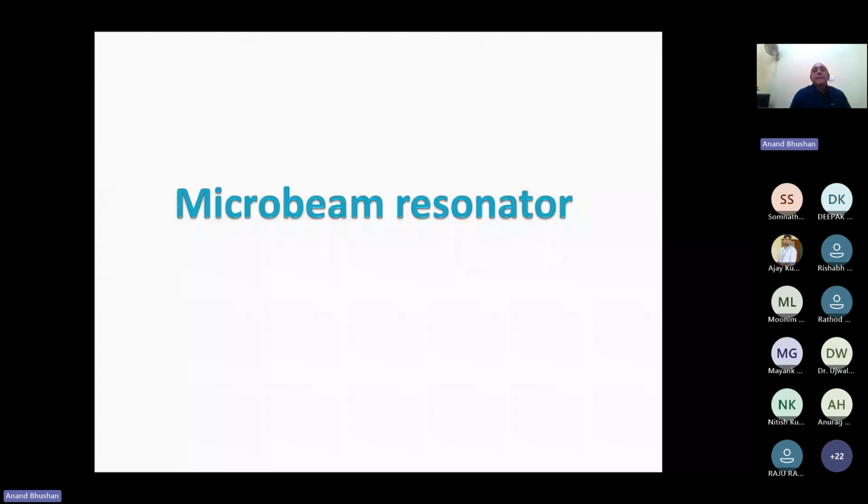Next is a microbeam resonator. The electrostatic actuation principle we learned in the previous slides, we now apply to an actual real case, that is a deformable microbeam.